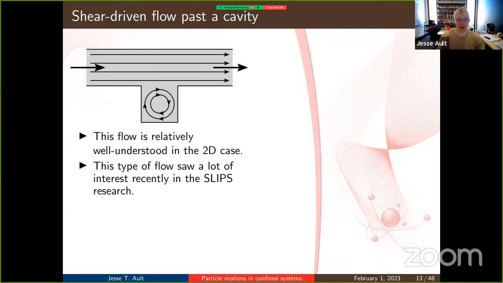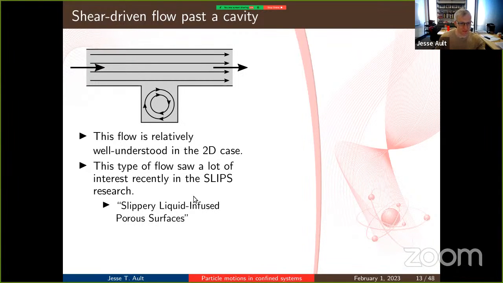And so rather than having a strict no slip condition at the surface, you can have an effective slip condition at the surface, and that can affect overall drag on surfaces. In particular, this was studied more in the context of turbulent drag reduction, but a lot of the theory in the 2D problems came down to low Reynolds number problems, especially when you have these tiny confined patterns in the surface. So that's one area where these types of shear-driven flow past the cavity came up recently in the literature.